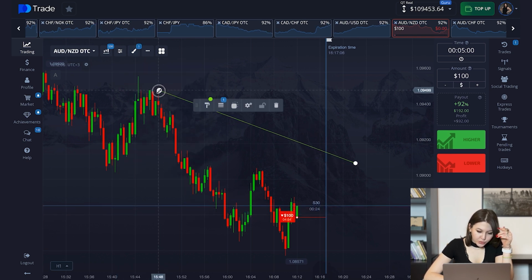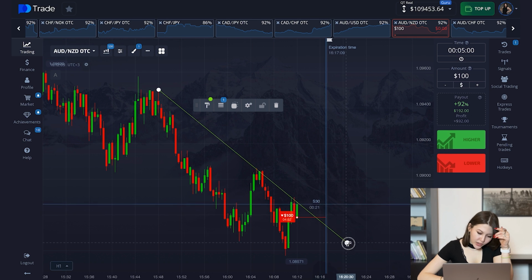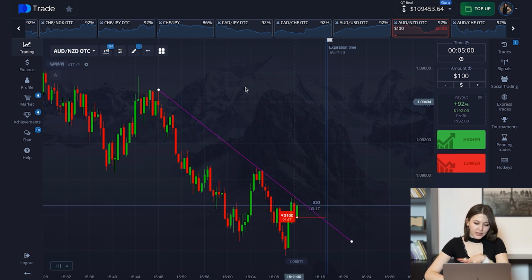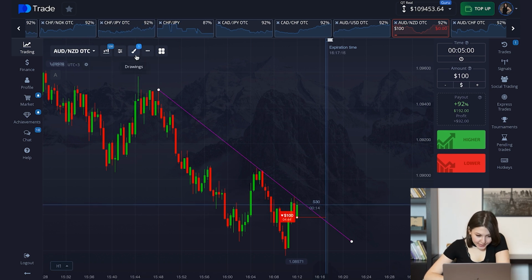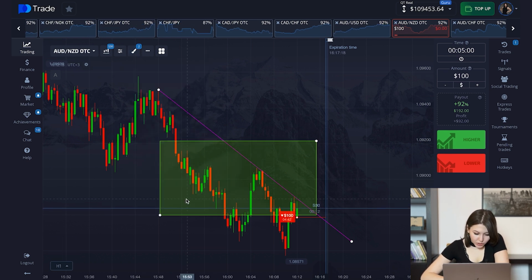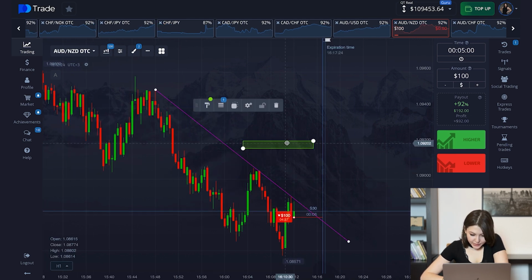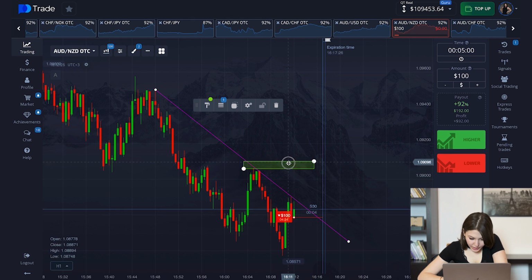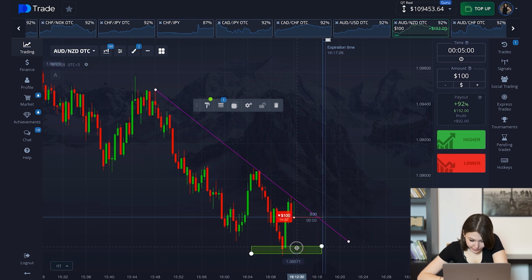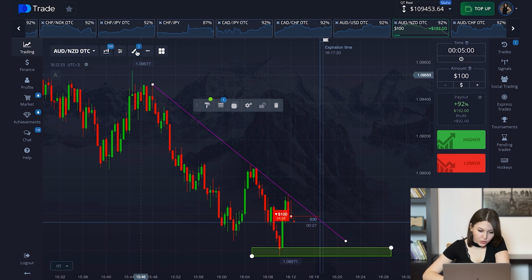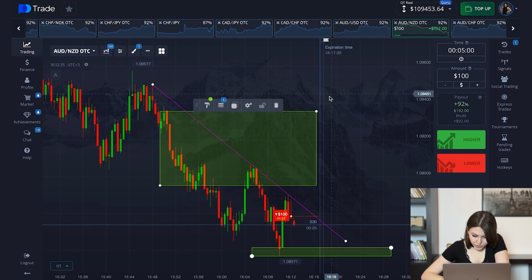So let's put the long line that we are going downwards here, guys. That is pretty simple here. So let's see our favorite zone of support and resistance. So let's find the moment here. So we have resistance zone here, but it's not interesting for us. We have the support zone right here that we're going to go through, I'm pretty sure.